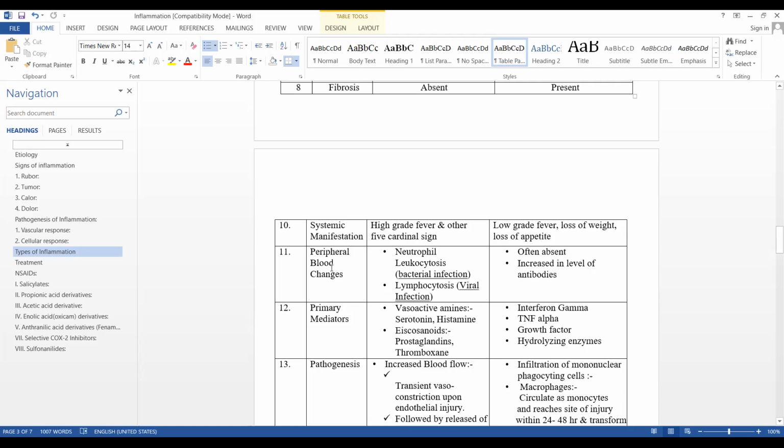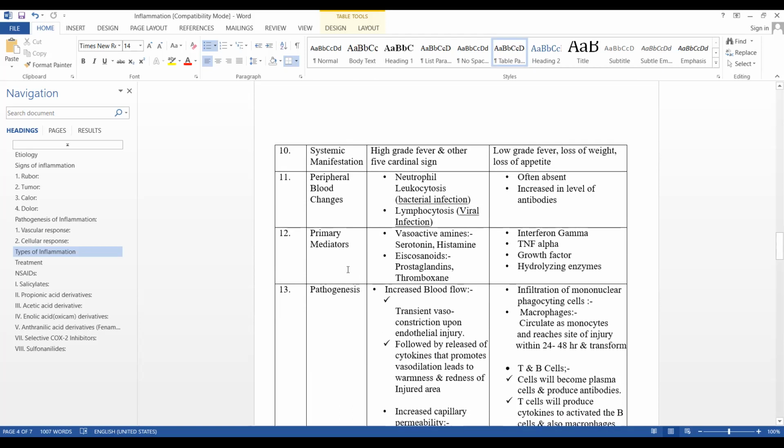Peripheral changes: neutrophilic leukocytosis, that is, bacterial infection is there, and viral infection is also there. Here in chronic it is often absent, and there is an increase in the level of antibodies. That is the autoimmunity we discussed. Due to the causative agent, our body will develop antibodies, and sometimes due to that autoimmunity, it is the worst thing because it damages the normal healthy cells.